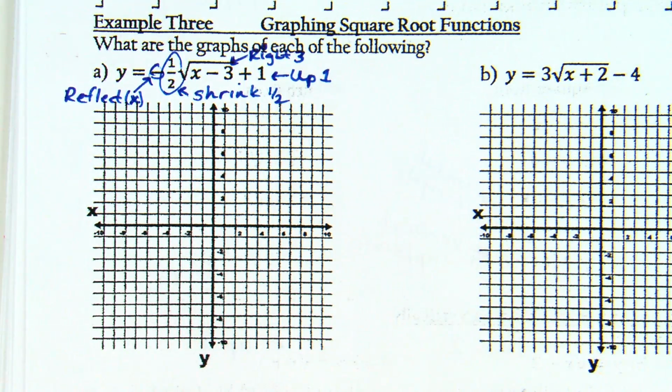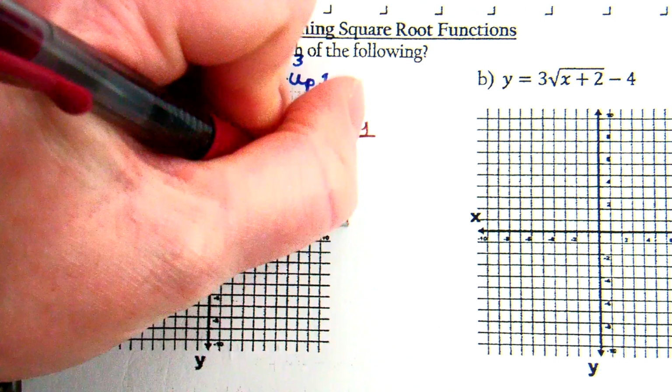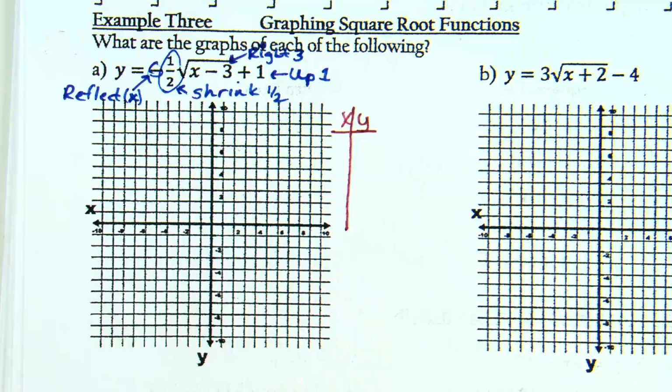I'm trying to decide how I'm going to do this. Do you guys remember that original set of x, y values we had on the front? This is a square root. What was the original set of x, y values?